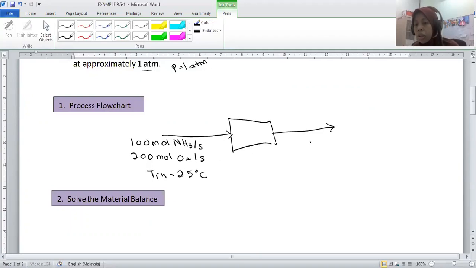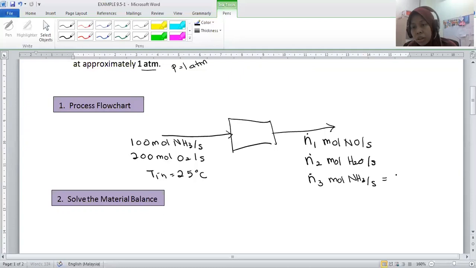Next is the outlet. We can start off with the product gases. N1 is the molar flow rate for the first product, nitrogen oxide, per second, and then also water, N2 mole H2O per second. We can exclude ammonia because it's already mentioned, or you can include it as well, no problem. So N3 mole NH3 per second is equal to 0. And then the final one is the flow rate of oxygen.